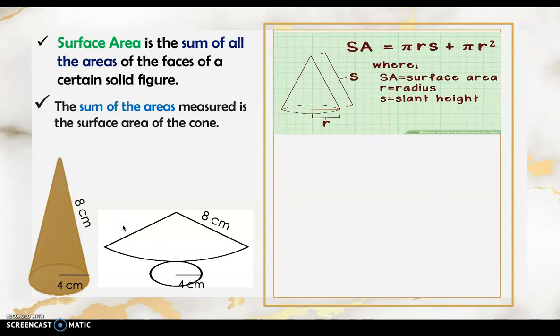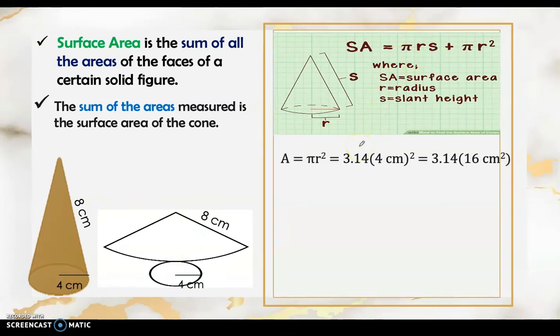You might be wondering how this formula is being derived for the pi rs, or for the curved face of the cone. Now I will give the link in the description below to understand how we came up with this pi rs for the formula of the curved face.